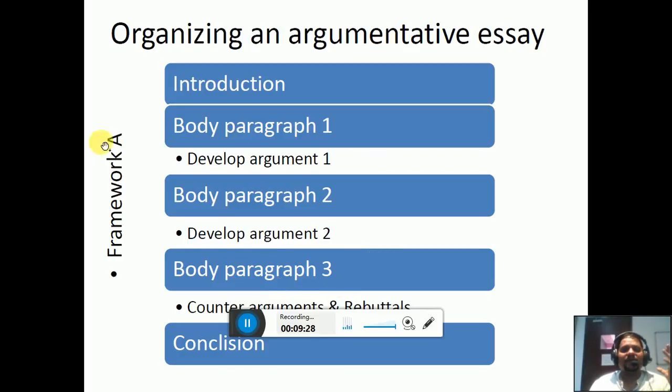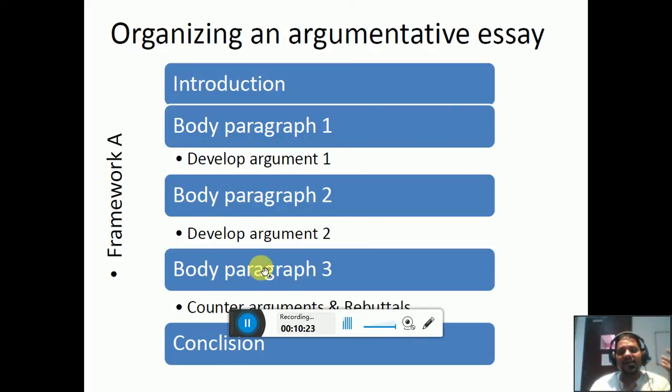Now in framework A, that is the first framework that we're going to look at, what do we do? In the body paragraph 1, we are going to write the argument 1, and that argument 1 is going to be our topic sentence. And then we are going to develop that argument 1 by giving supporting sentences or supporting points to that argument 1, and that's going to be our paragraph 1. Whereas in paragraph 2 we are going to follow the same steps, but we are going to write argument 2, that's the topic sentence 2, and we are going to support it with our supporting statements in the second body paragraph.